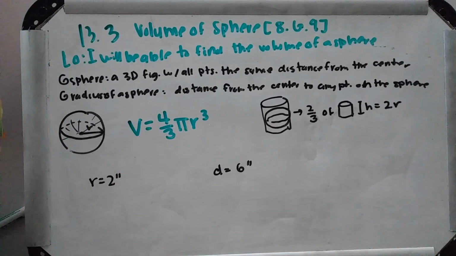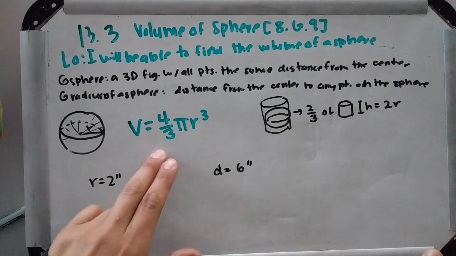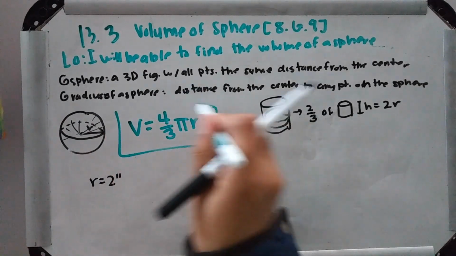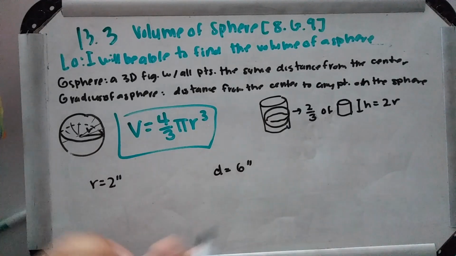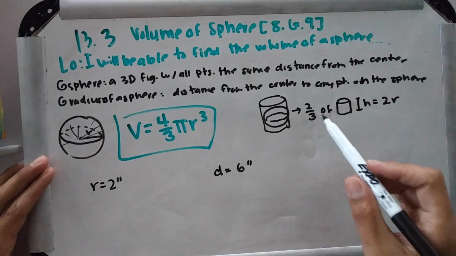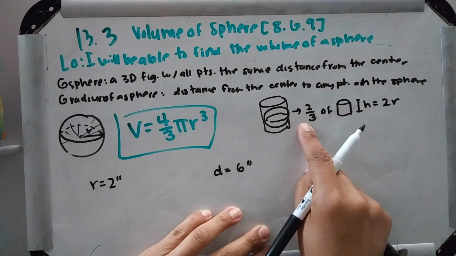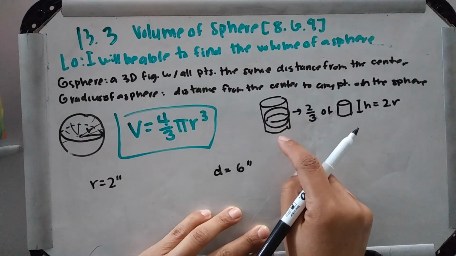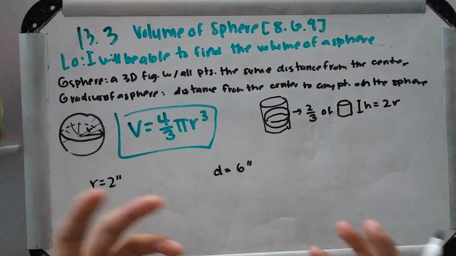The radius of a sphere, again, is the distance from the center all the way to any point of the sphere. Again, anywhere it goes, I get all the points the same. This is the formula that you have to memorize, and the reason why it's like that is because if you put a ball with the same radius inside of a cylinder with the same diameter, 2/3 of the cylinder is actually covered by the ball, by the sphere.